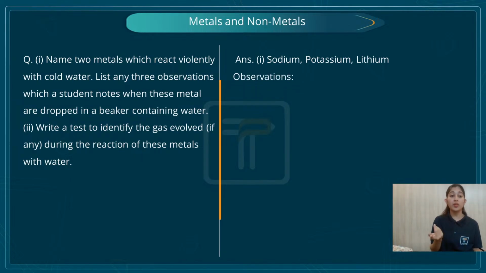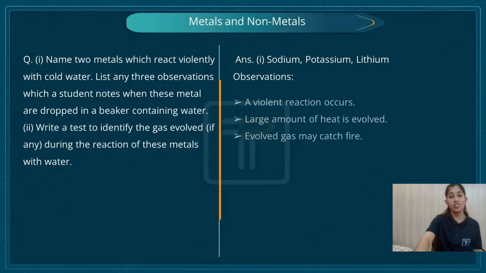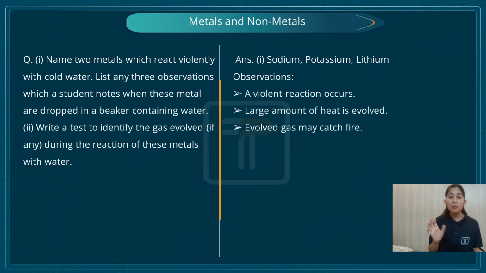Yes. What is going to be the observation? Write any three observations. These are angry metals, so what will happen? Violent reaction will occur. Then a large amount of heat is evolved. If it is a violent reaction, then there is heat, isn't there? So heat is going to get evolved. Then the evolved gas can even catch fire because they are extremely violent.